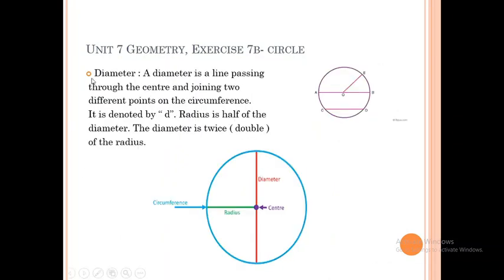Now diameter. A diameter is a line passing through the center and joining two different points on the circumference. See here, this red line from circumference here to here, two points on the circumference you can join with this red line, and this red line is passing through the center also. Such a line is called a diameter.